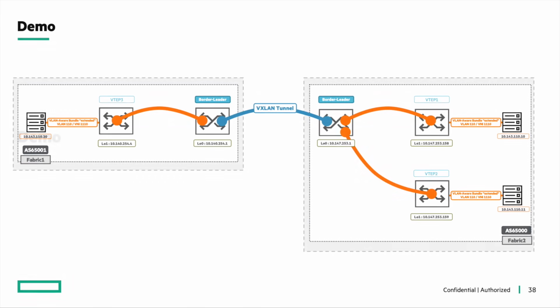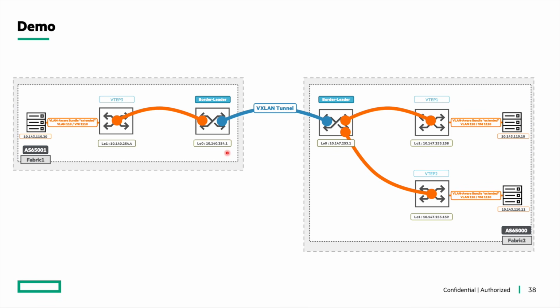Now let's move to the demo. For this demo, we'll use the setup that you can see on the slide. We'll use a multi-fabric environment with, on the right side, our data center using 8325 and 10K as VTAPs. On the left side, our campus using 6300 as VTAP. And we also have two 8325 used as border leaders for each fabric.